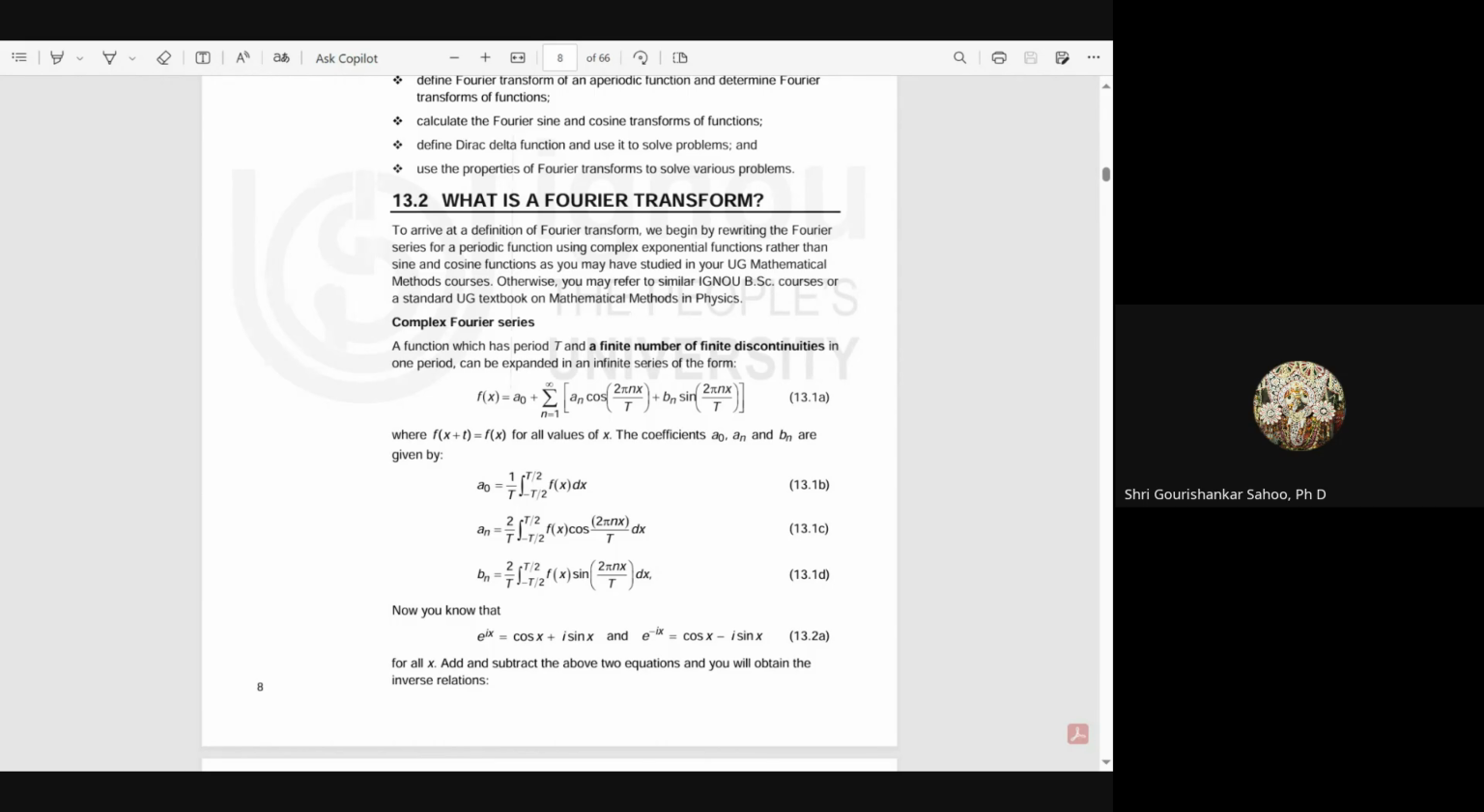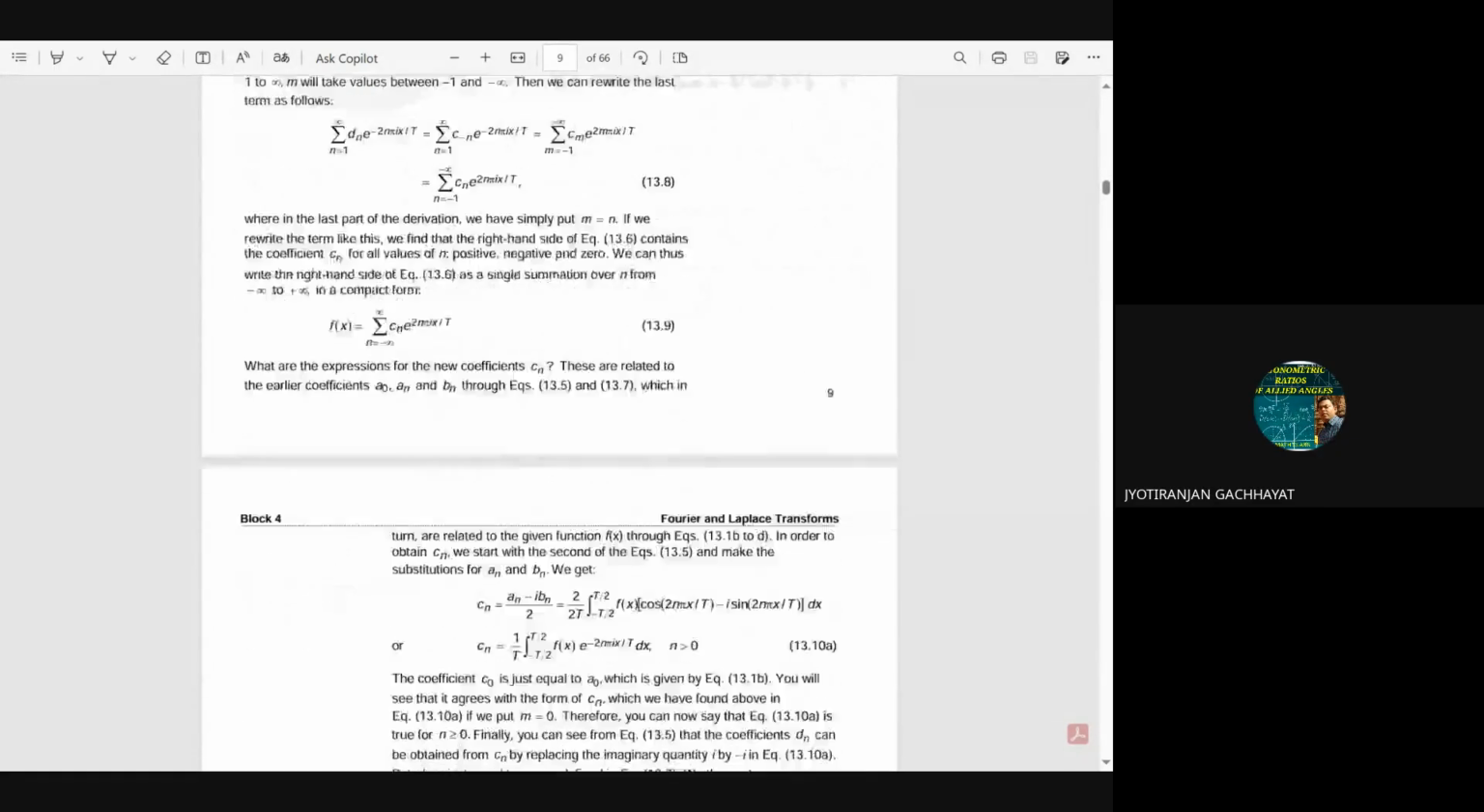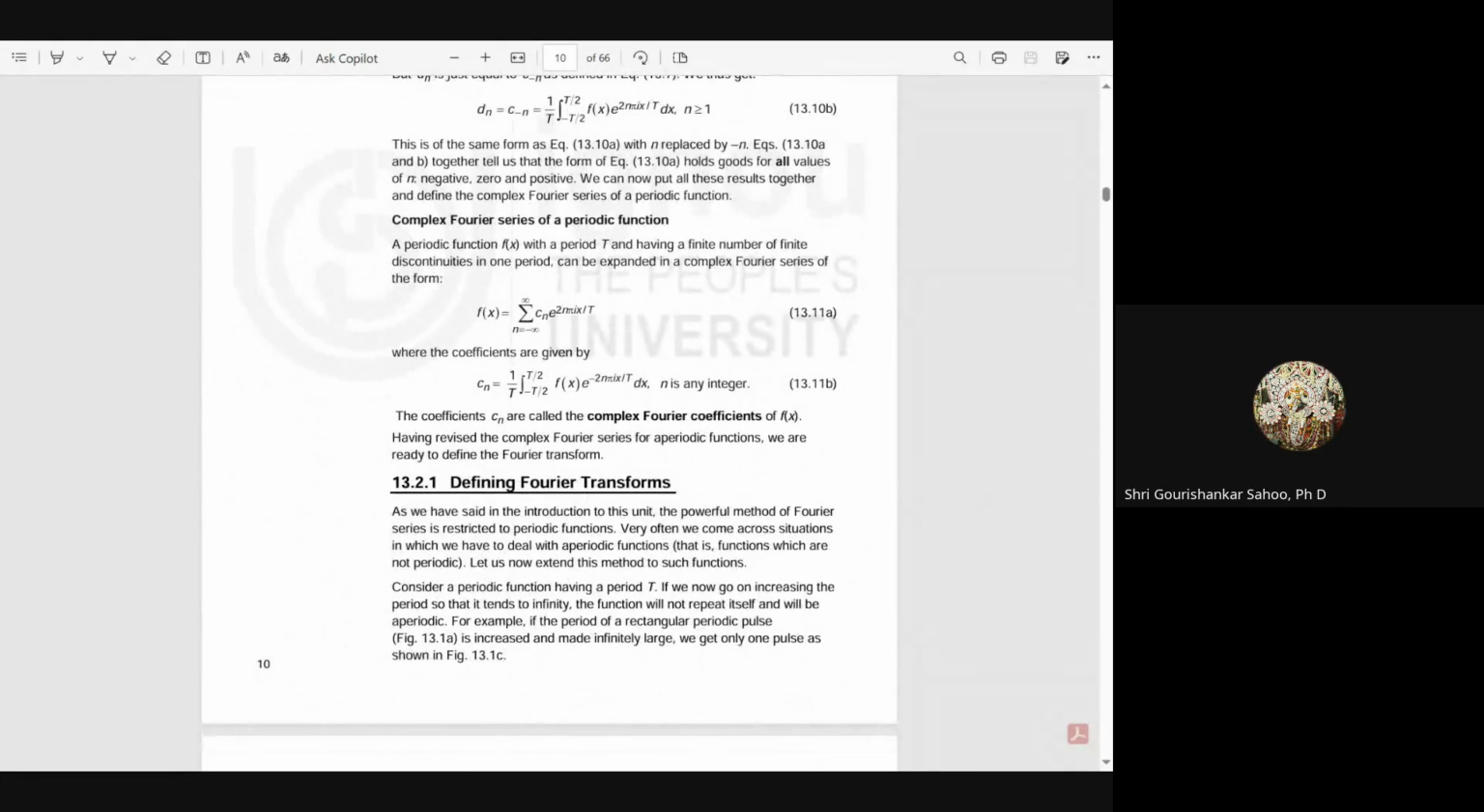So f(x) is equal to a0 plus summation n equal to 1 to infinity a_n cosine of 2 pi n x divided by capital T plus b_n sine 2 pi n x divided by capital T. So a0, a_n, b_n are Fourier coefficients, and you can have the complex Fourier series of a periodic function. f(x) is equal to summation n equal to minus infinity to infinity c_n e to the power 2 n pi i x by T, where c_n is equal to 1 by T integration from minus T by 2 to plus T by 2 f(x) e to the power minus 2 n pi i x divided by T dx, where n is any integer.